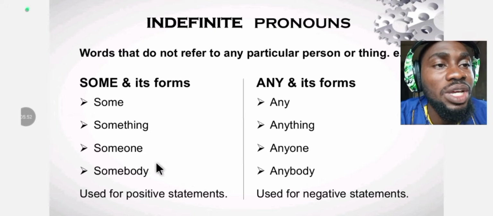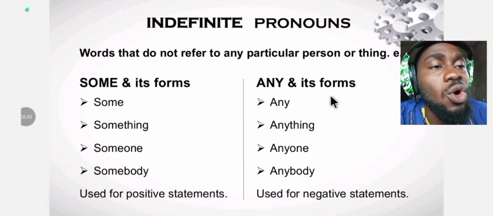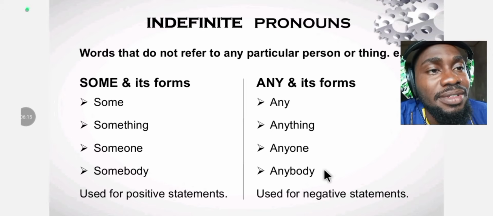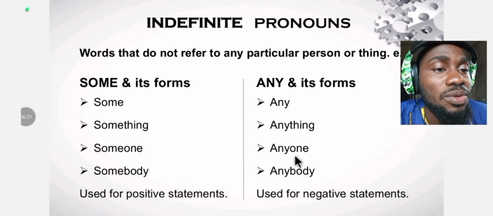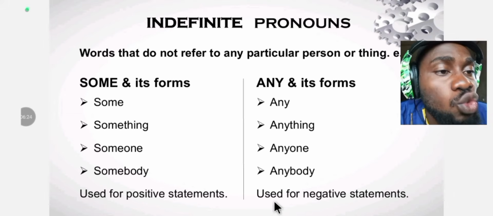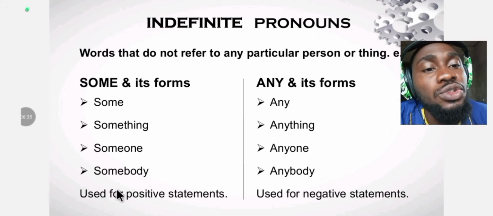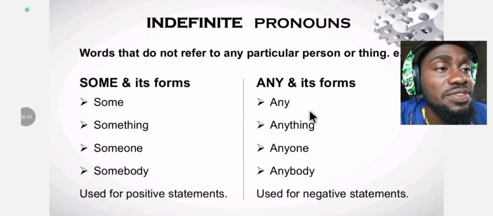Looking at the right-hand side of the table, we have the any forms. All the any forms of indefinite pronoun include any, anything, anyone, anybody. Any word that has any in it that refers to a noun is an indefinite pronoun under the any forms. Looking at the statement we have here, it says used for negative statement. So some and its forms are used for positive statements, while the any forms are used for negative statements. And what is a negative statement?